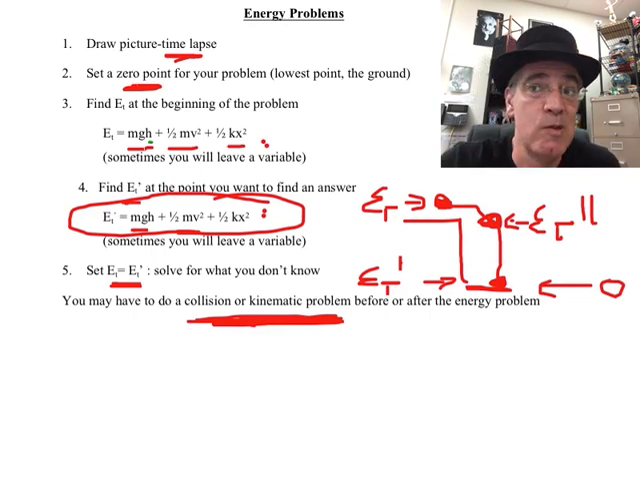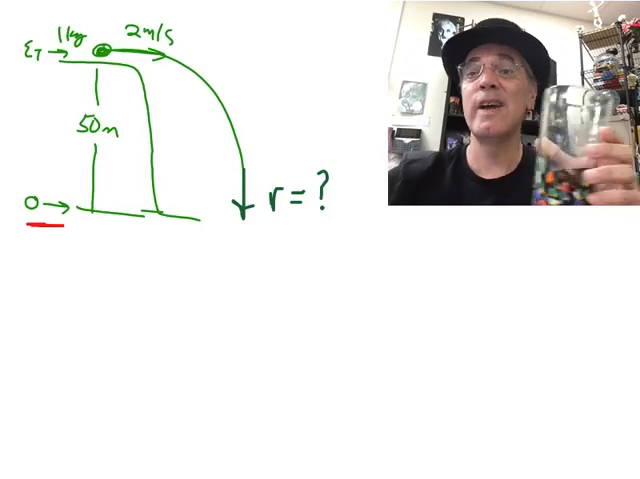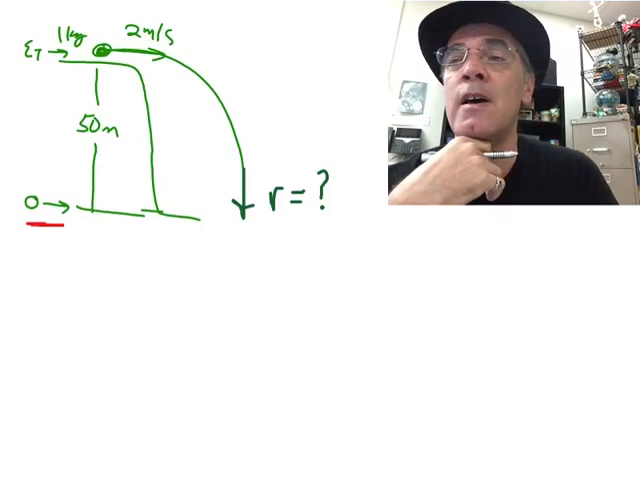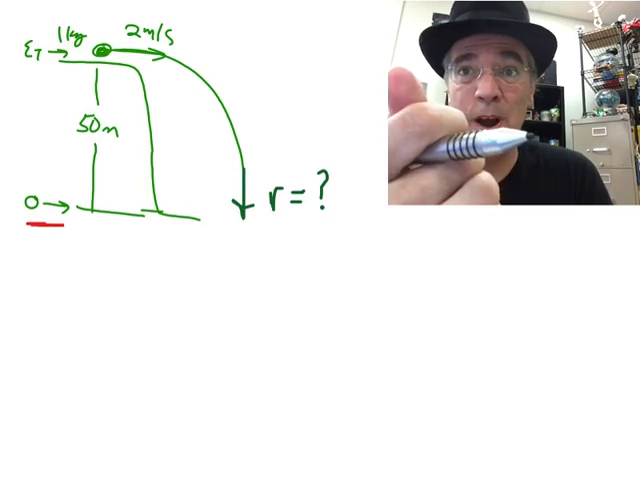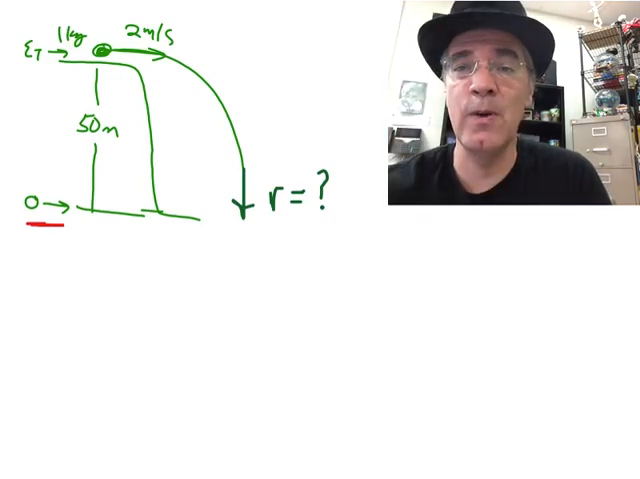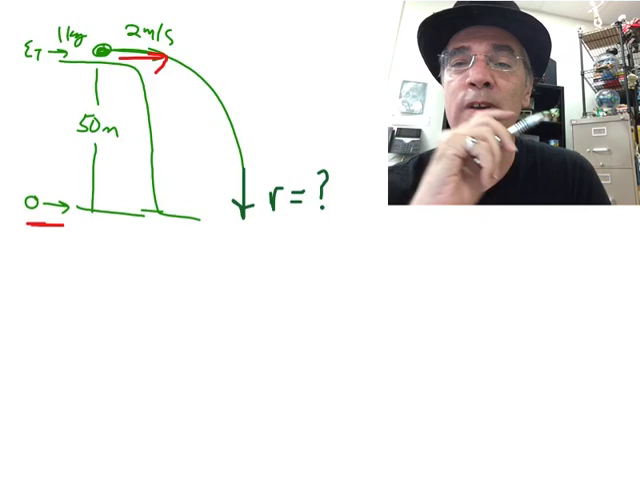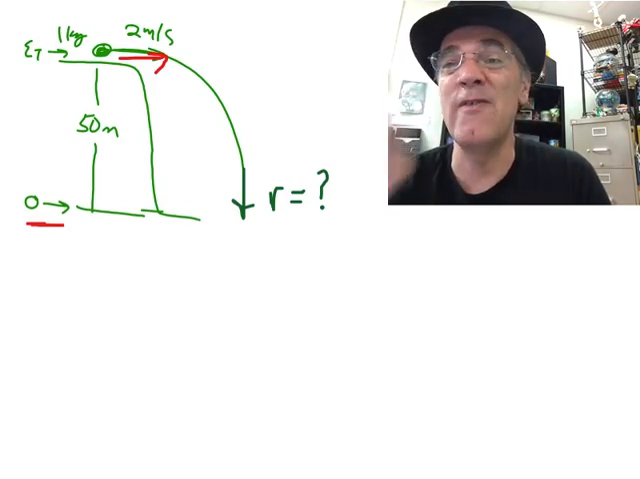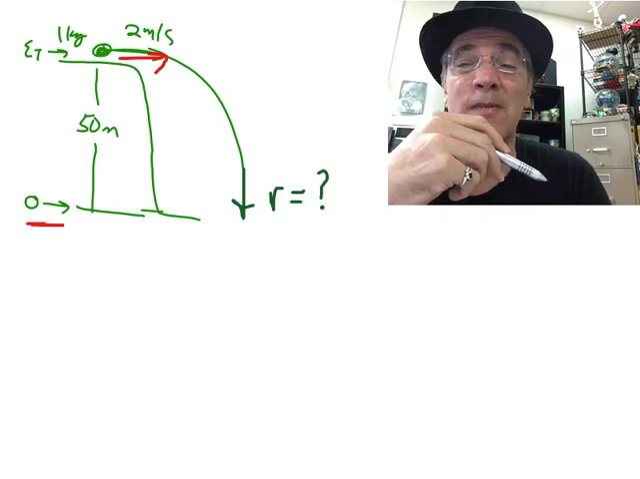So let's do an example. So here's my example problem. And I went and drew the picture to save a little bit of time. They would write this problem by saying that I have a ball being thrown exactly horizontally at 2 meters per second off a cliff. The ball is 1 kilogram. The cliff is 50 meters tall. How fast is the object going at the base of the cliff?